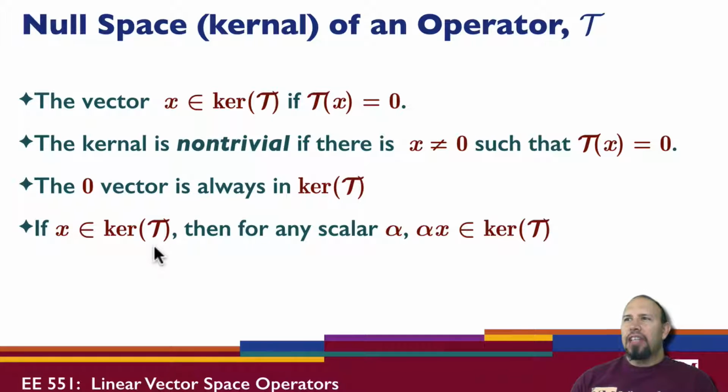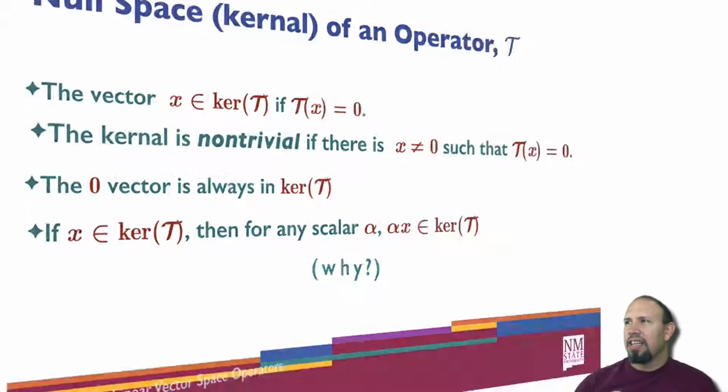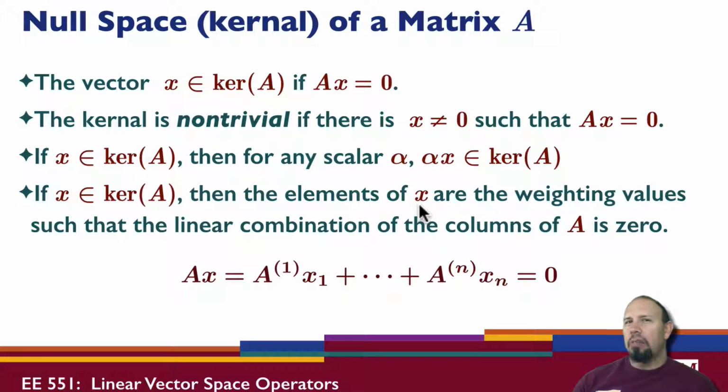If x is in the kernel of T, then for any scalar, that scalar times x is also in the kernel of T. Remember, the kernel is a subspace, so all this is saying is that any scalar multiple of an element in the subspace is also in the subspace. Let's move on to talk about a specific thing. I asked why, but I already explained why, so sorry about that.